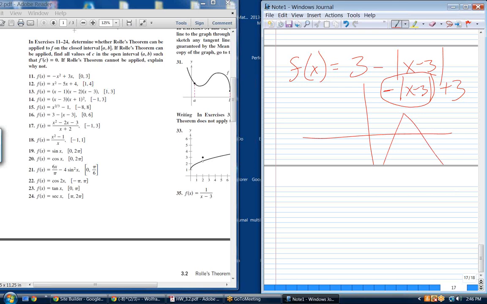On the interval 0 to 6, why does Rolle's theorem not apply here? Because we have that corner. Stuff is not differentiable at a corner. We wouldn't know how to draw the tangent. You might assume the tangent is like that, but why? Why not the tangent being like that? So you can't really draw the tangent to a curve at a corner like that. They're not differentiable at corners or cusps.